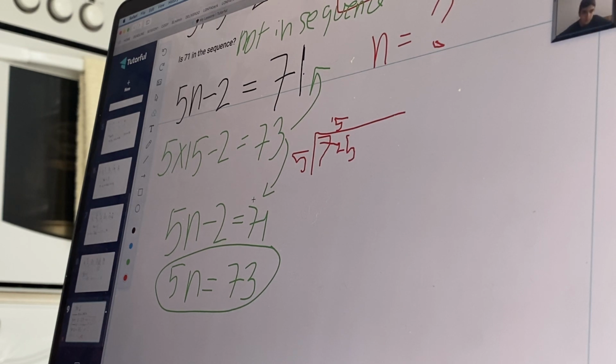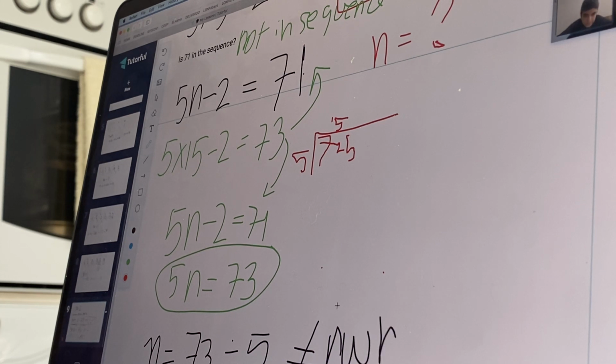No, it will not. Exactly right. It won't give us a nice answer. It will go over or under, because 5 cannot fit into 70. Yeah, exactly right. 5 can't go into 73. So n is equal to 73 divided by 5, and that's not going to be a whole number.